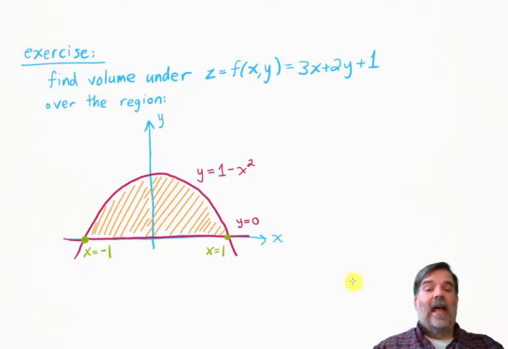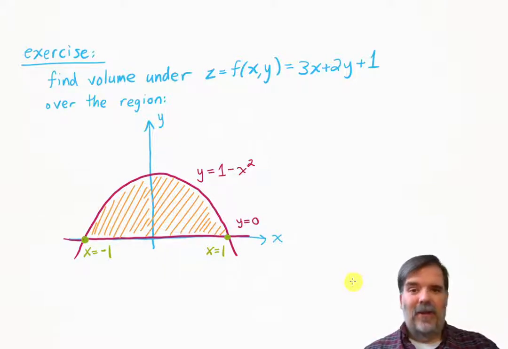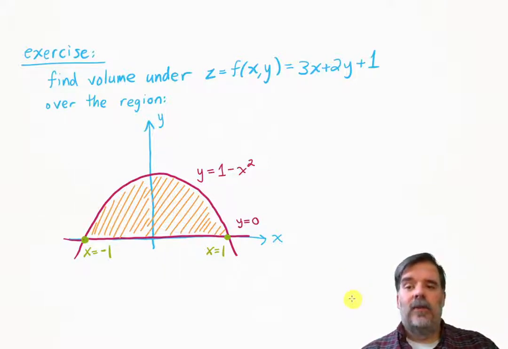All right, and now it's time to learn math by doing math. So I'd like you to try your hand at finding the volume underneath the curve z equals f of xy. This is going to be 3x plus 2y plus 1 that lies over this region. And so in this case, the bottom of this shape is y equals 0. The top part of the shape is y equals 1 minus x squared.